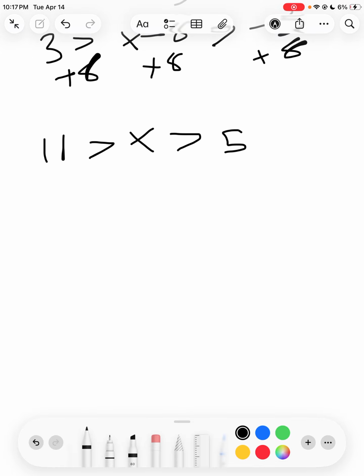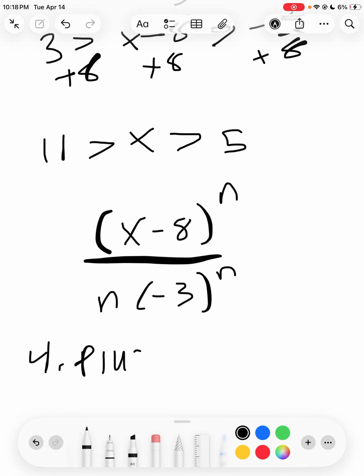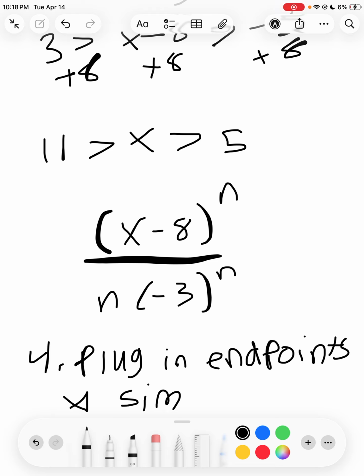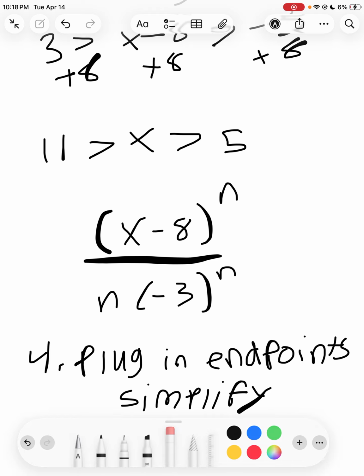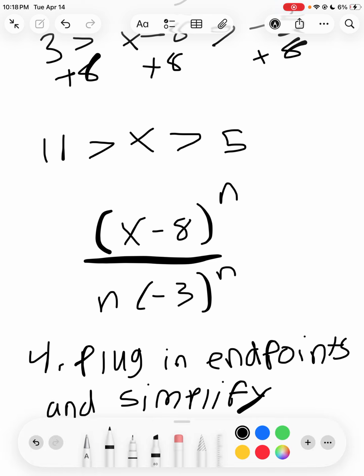So if you remember the original equation, we had (x minus 8) to the n over n times negative 3 to the n. So the fourth step is plug in endpoints and simplify. Can't write nor talk today, guys. Endpoints and simplify. I'm going to rewrite it so you're not confused on what that is. Okay. So now let's do that.